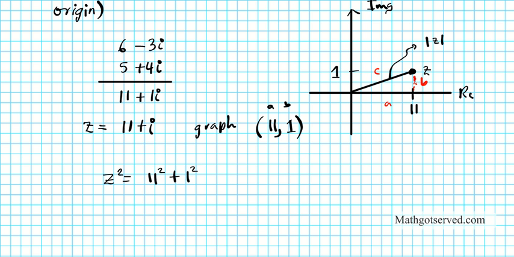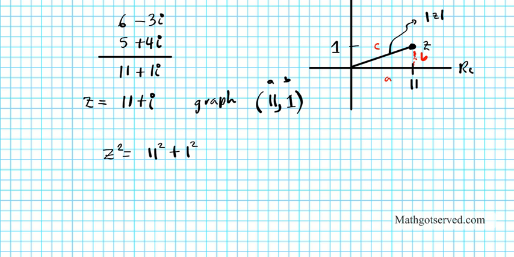Alright, so let's go ahead and work this out. Let me just write it on top so you don't get confused. I'm using c squared equals a squared plus b squared from the Pythagorean theorem. So you're going to have z squared. 11 squared is 121, and 1 squared is just 1. If I add these two, I'll have z squared equals 122.